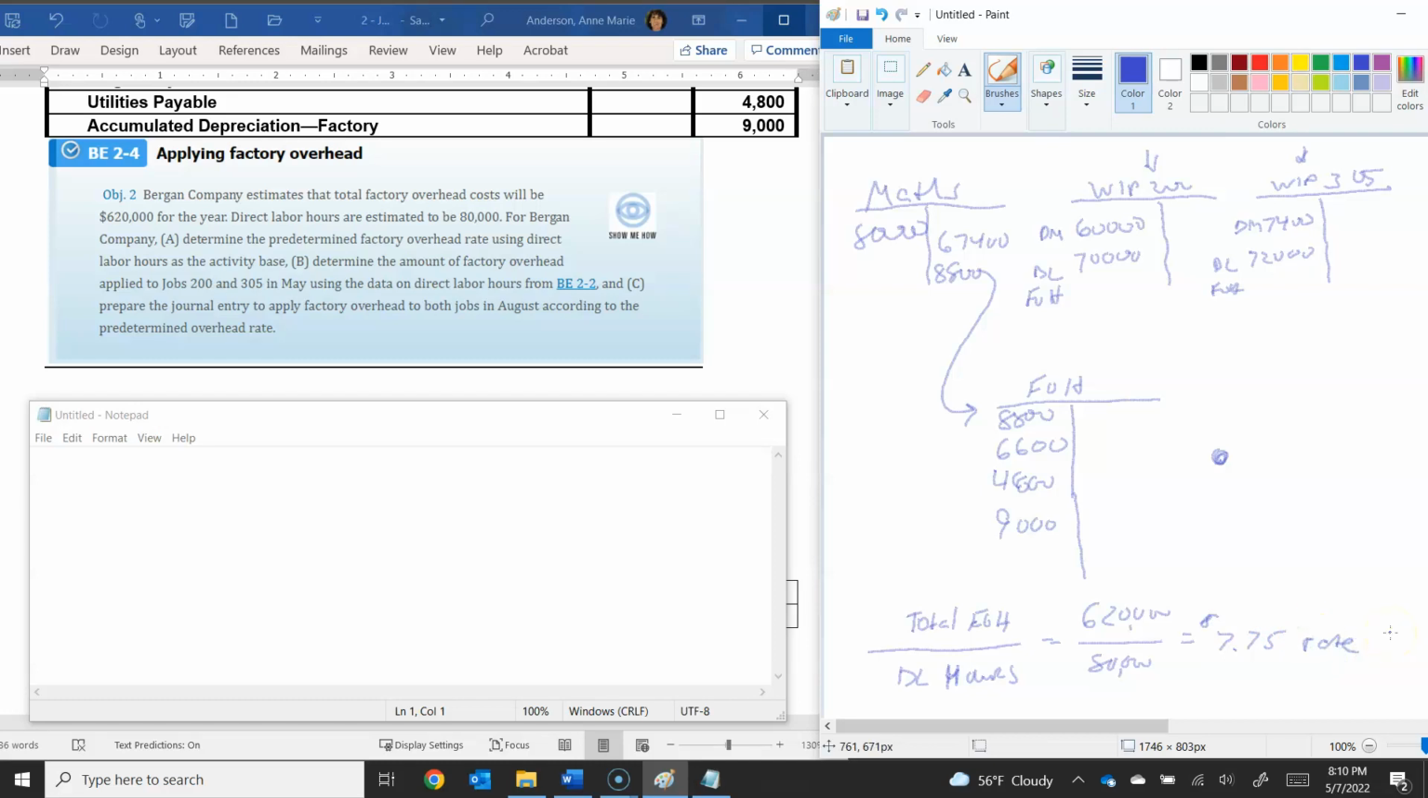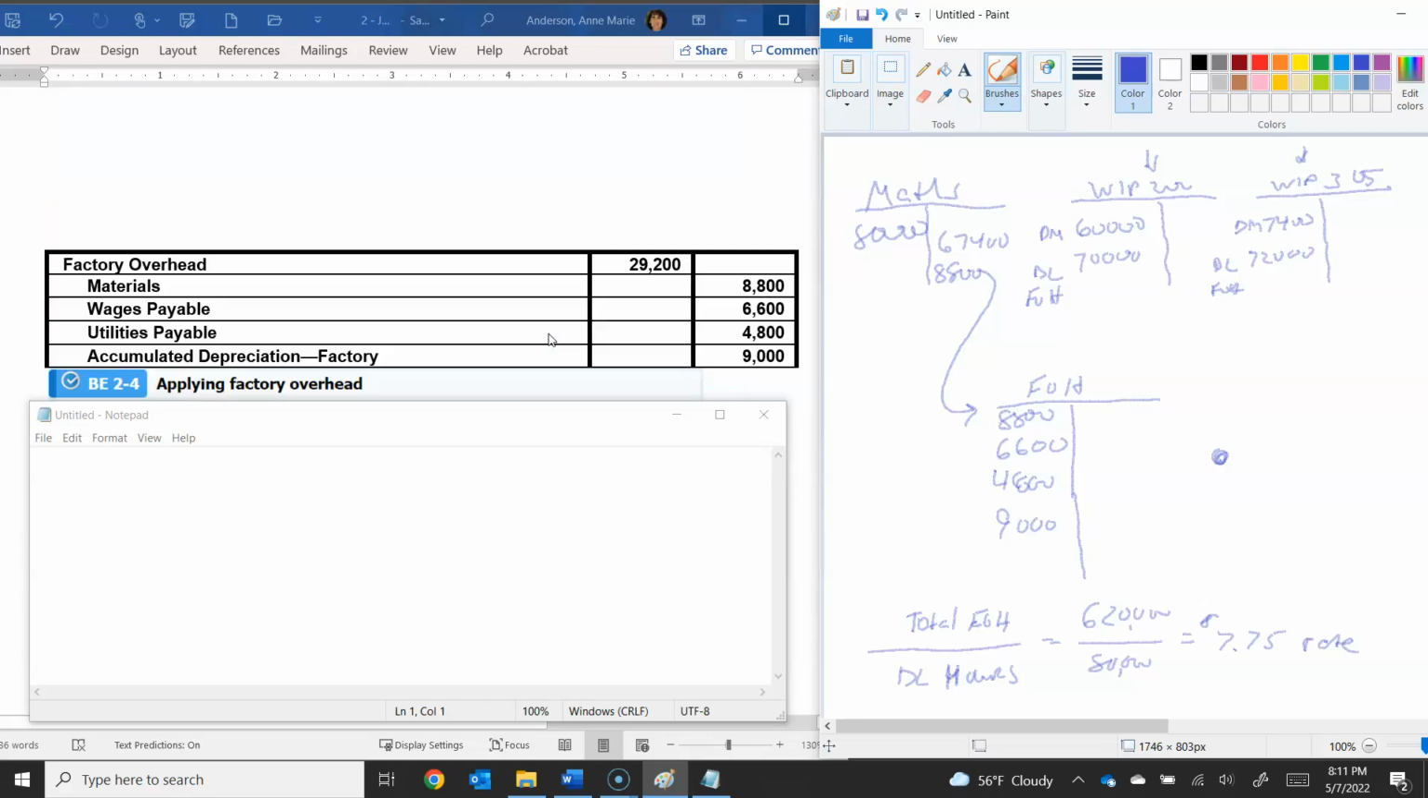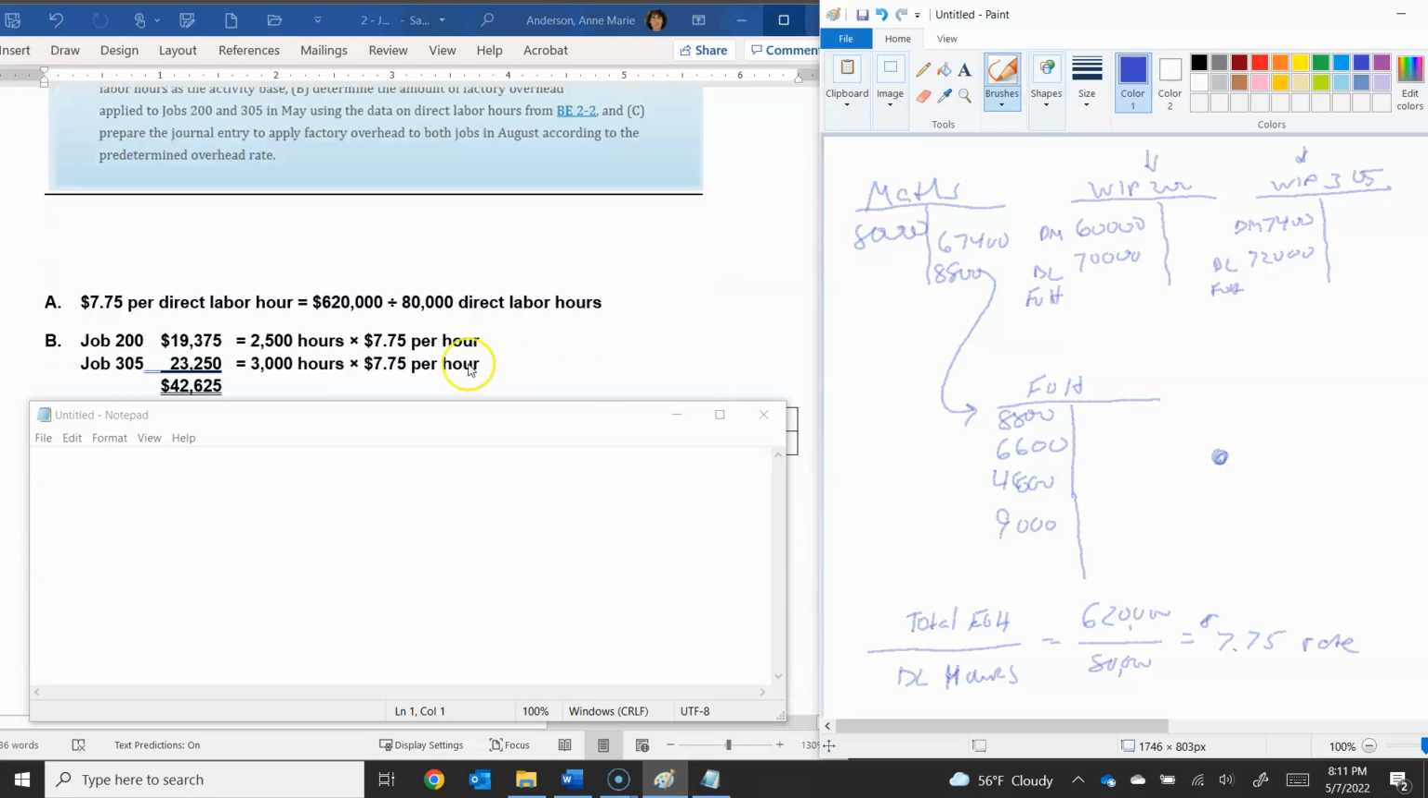All right, so now if we look back to job 200, you have to look up a couple of problems here. Job 200 had 2,500 hours. Okay, here, I'll show you. Job 200 had 2,500 hours. Job 300 had 3,000 hours. So we're going to take 2,500 times 7.75 and 3,000 times 7.75 to go into the WIP for job 305. We're taking that rate and multiplying it times the direct labor hours. Okay, so there's your math.